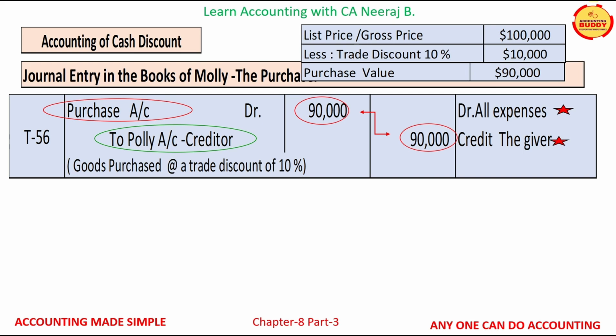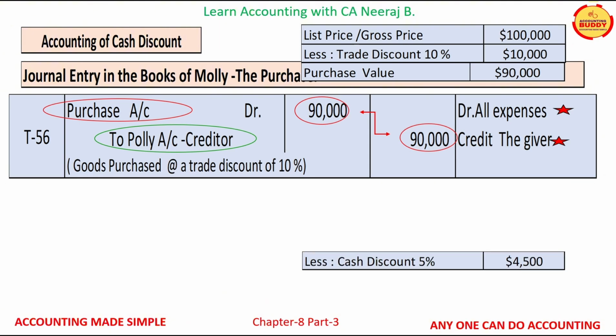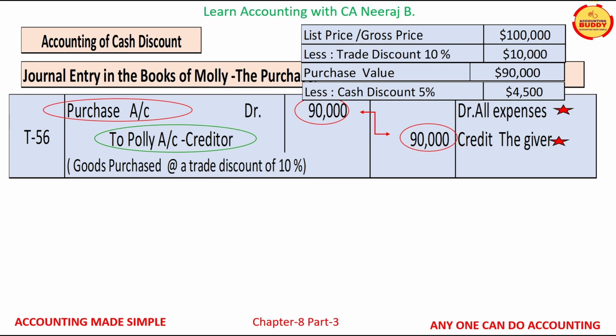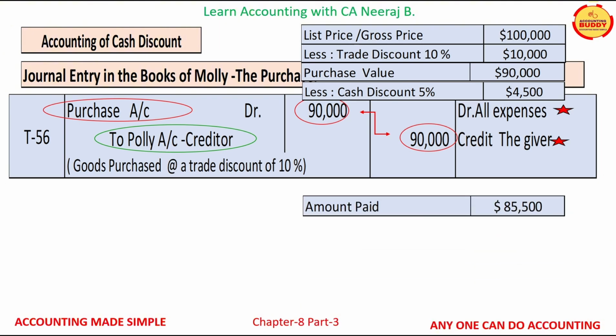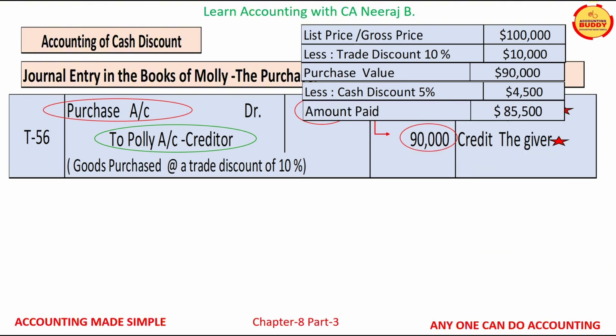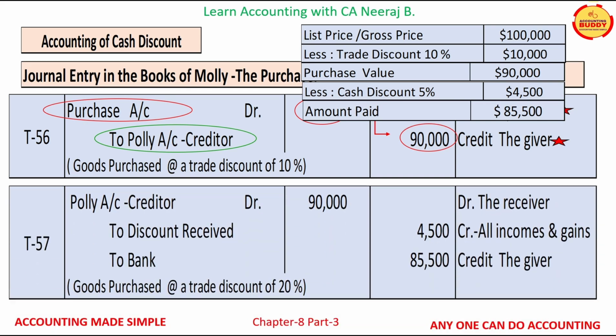Let us now learn how cash discount is accounted in the books of the purchaser. In the given transaction, Molly the purchaser has got 5% cash discount amounting to $4,500, which means Molly the purchaser has to pay $85,500 to the seller. Three accounts which are getting affected are Polly's creditor account, discount received account, and bank account.